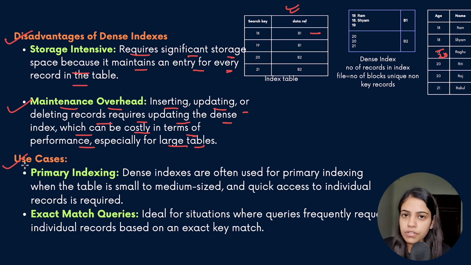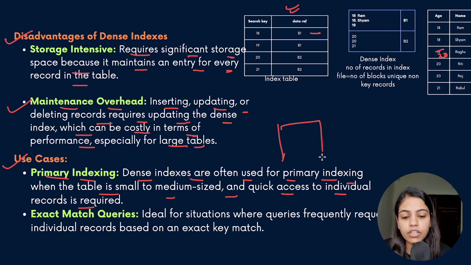So what are the use cases of dense indexing? First is primary indexing. Dense indexes are often used for primary indexing when the table is small to medium size and quick access to individual records is required. Whenever we want quick access to individual records, we can use this dense index because it has an entry for each and every record which is present in our table.